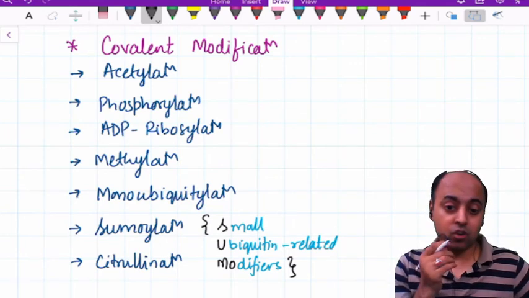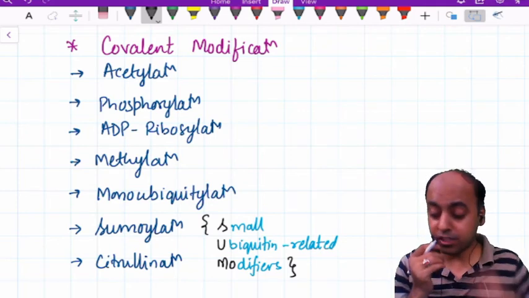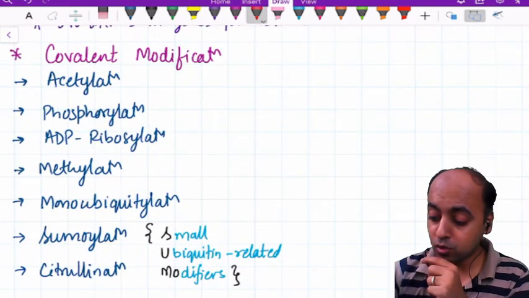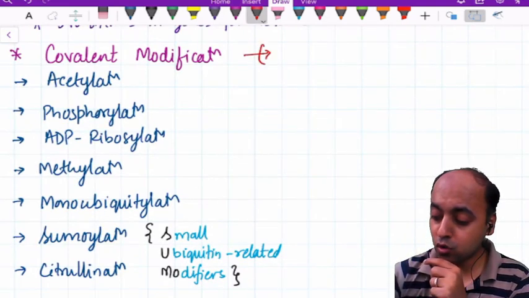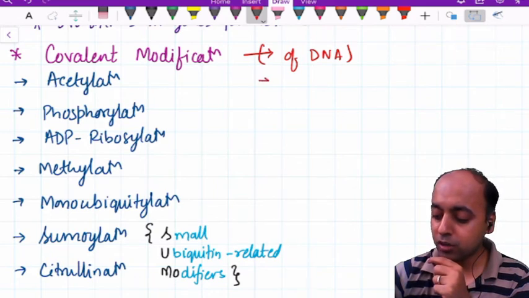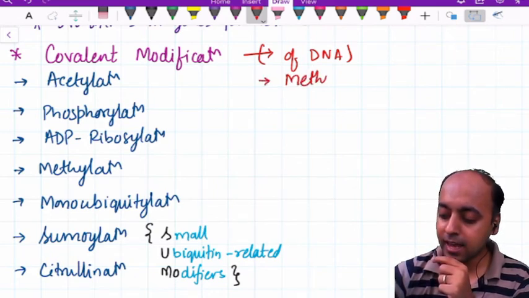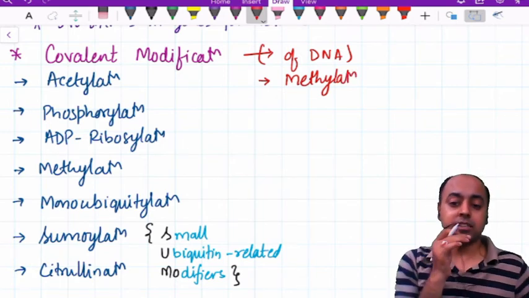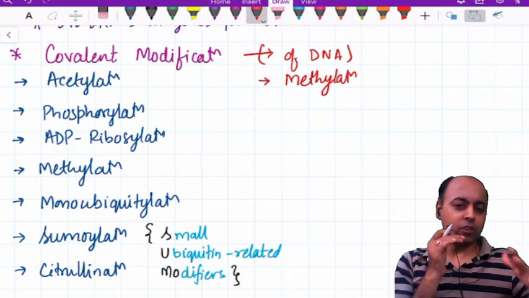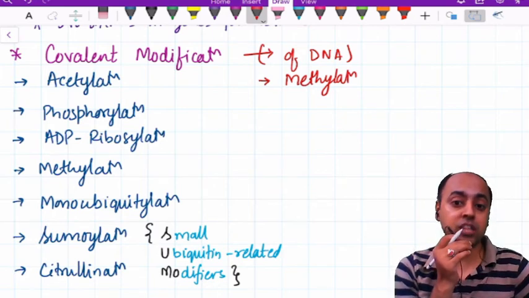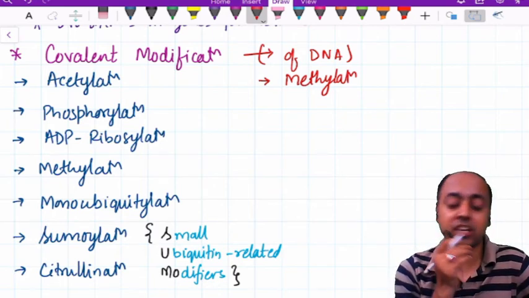What is the importance of this covalent modification of the histones? Before I go into the detail and the importance of covalent modification, please note that there is also covalent modification of DNA, and we see only one type of covalent modification of DNA, and that is methylation. In the DNA, the only type of modification that you see is methylation, demethylation. Other covalent modifications do not occur in the DNA. Now, what is the importance of these covalent modifications? Why am I telling you about these covalent modifications?